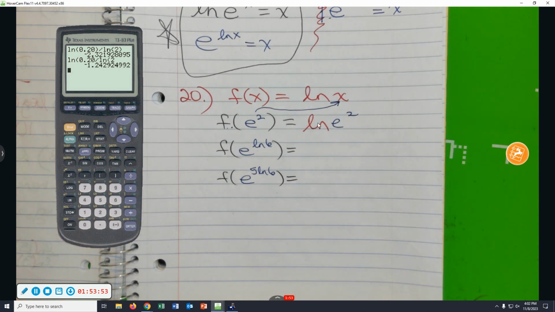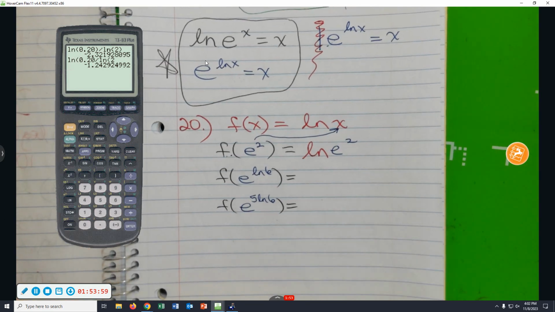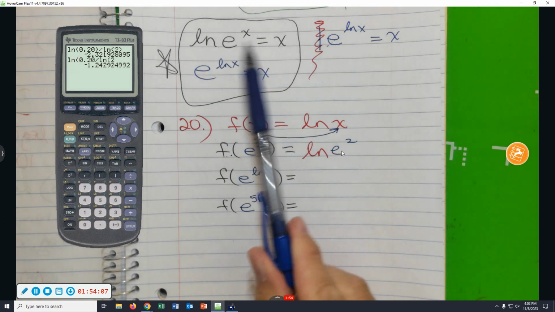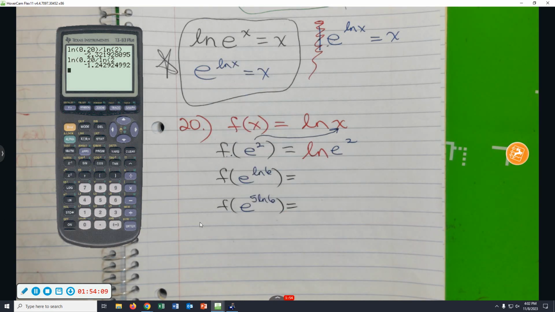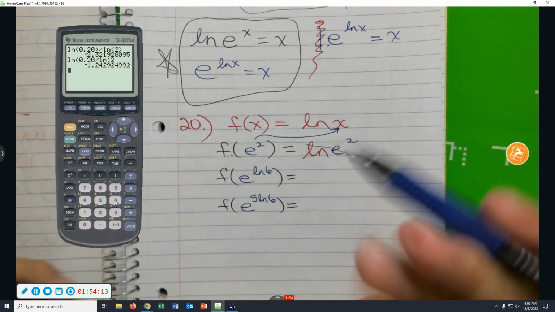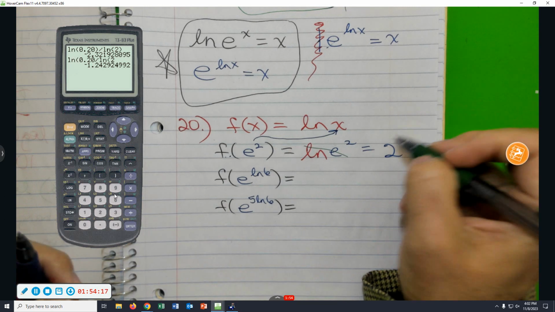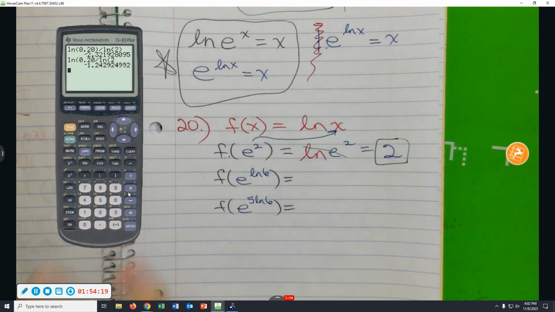What's that going to reduce to? If you perform ln and e consecutively in either order, what happens? They cancel out. So in this case, they cancel out, leaving us with 2. Okay. e and ln cancel each other out when they're side by side. Let's just go ahead and do all 3 of these, then I'll punch in the answer.